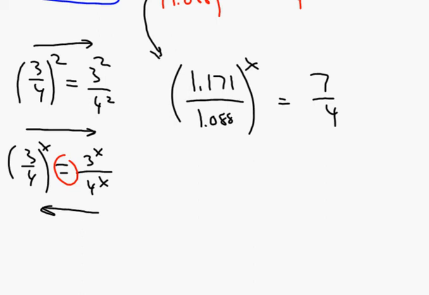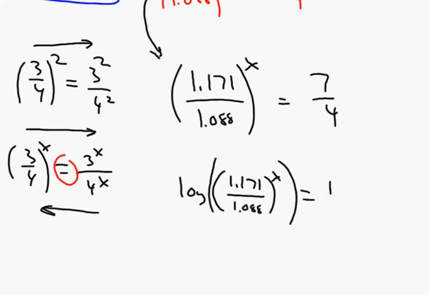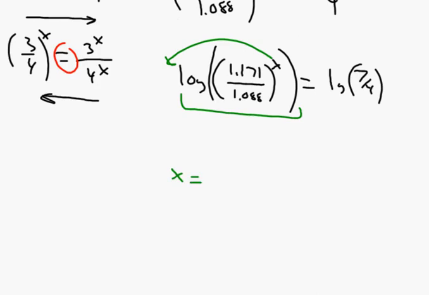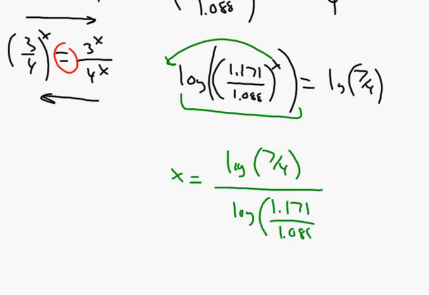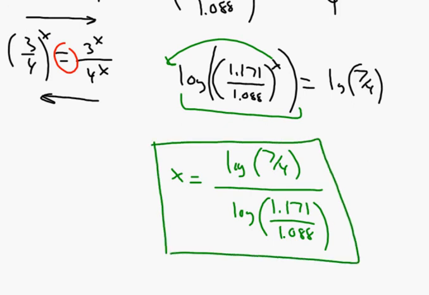All right, so let's finish off. We'll take the log of both sides. So the log of 1.171 over 1.088 to the x power, that thing, is equal to the log of 7/4. All right, bring the x out in front and divide. So you can see that this x would come out in front, and then we divide by the log of 1.171 over 1.088. We end up getting that x equals the log of 7/4 over the log of 1.171 over 1.088. And that's some kind of number. You leave it like this, it's okay, because that is the exact answer.